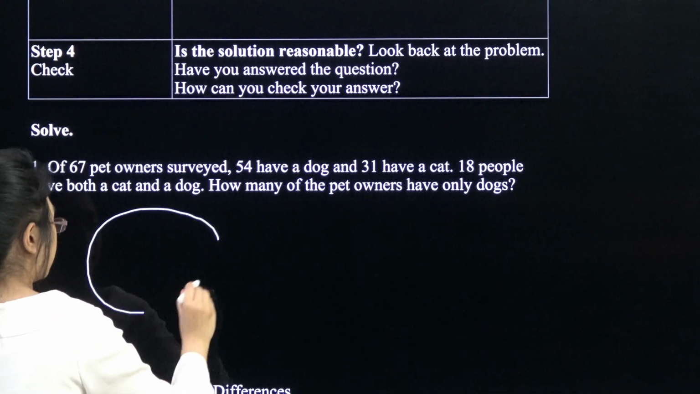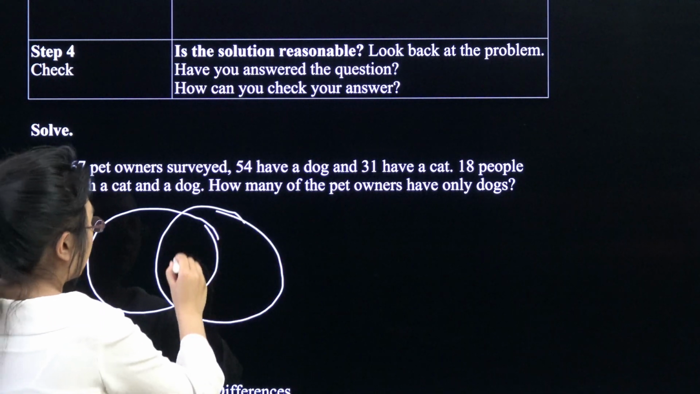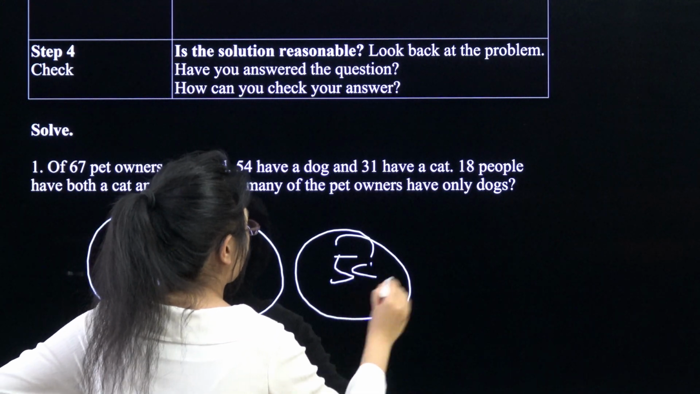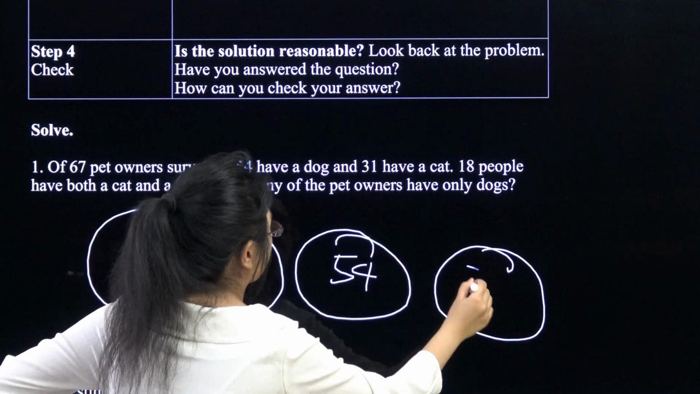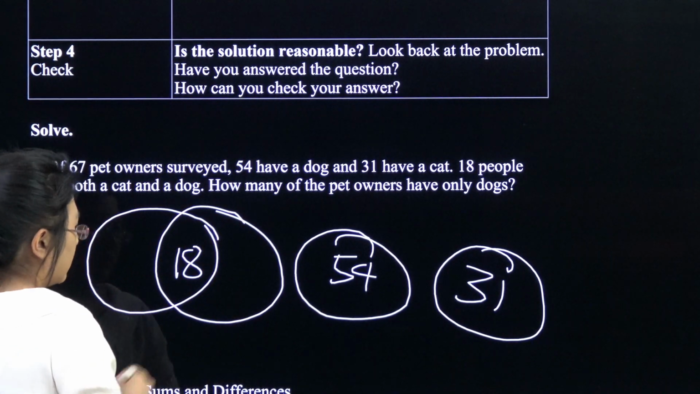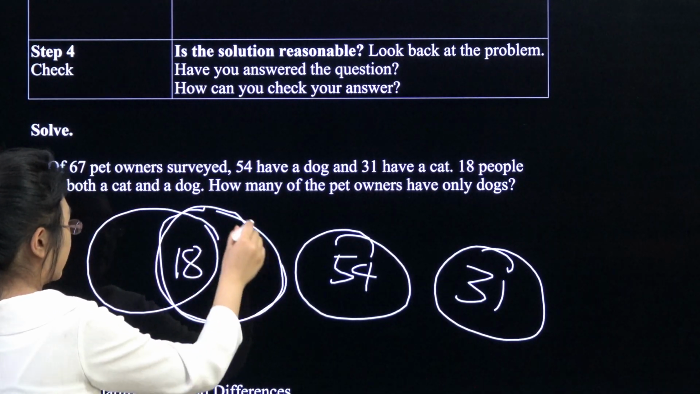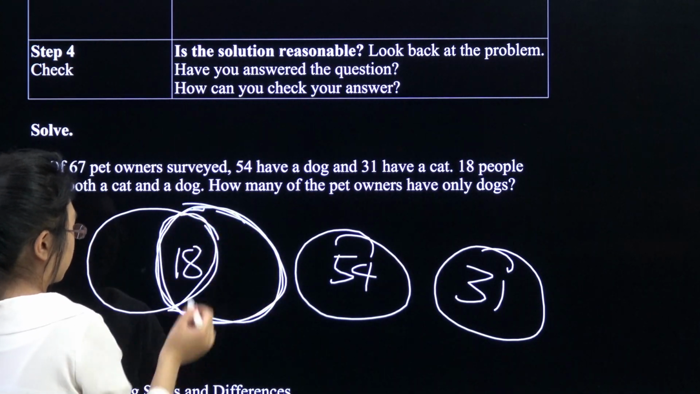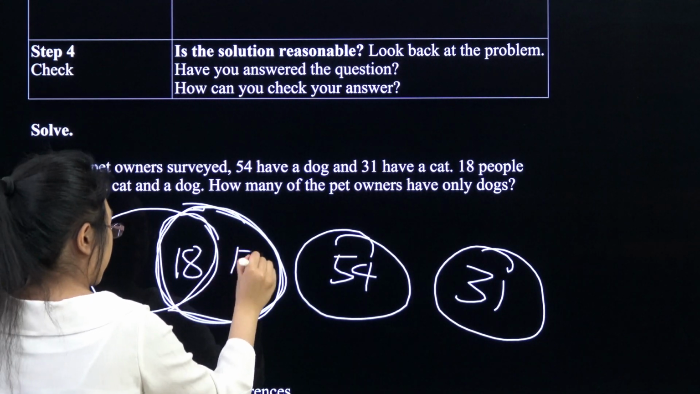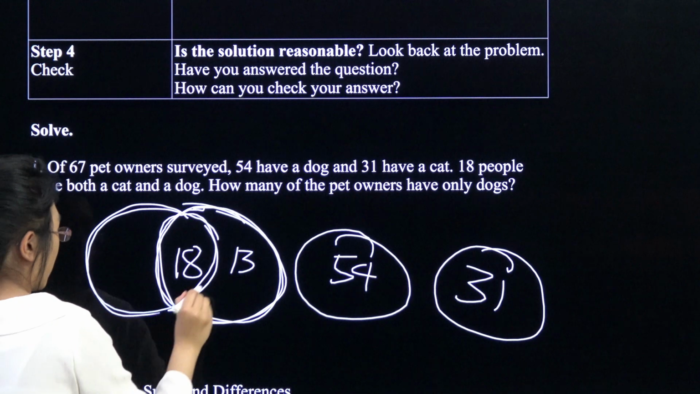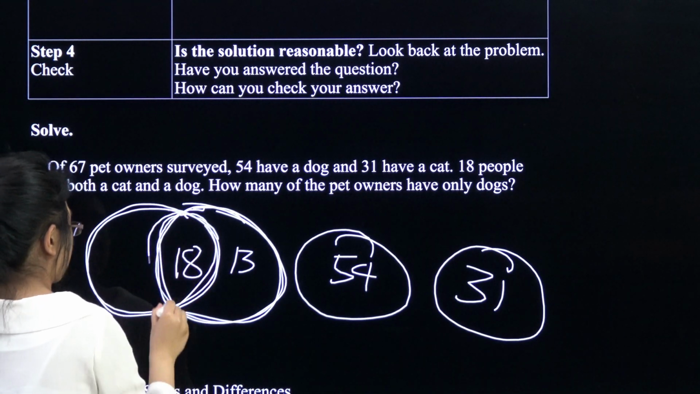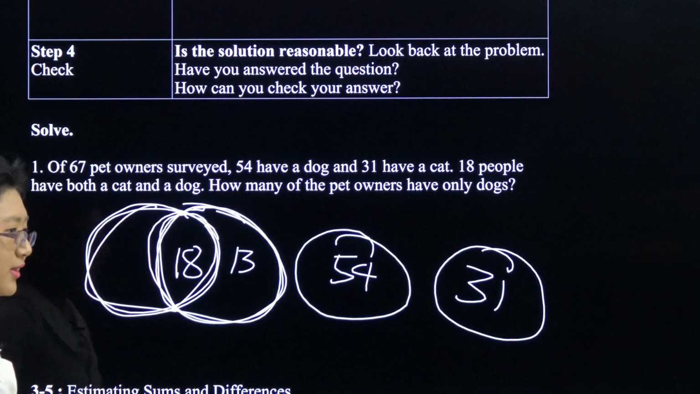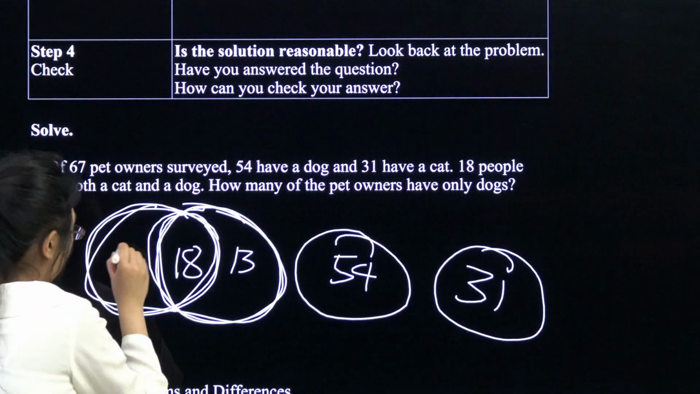Well, here's a Venn diagram. The middle is 18. This circle over here is 54. And this circle over here is 31. So if this is 31, then that means that this is 31 minus 18, which is, well, 13. And over here, if this is 54, then this bit is just 54 minus 18, and that would be 36.